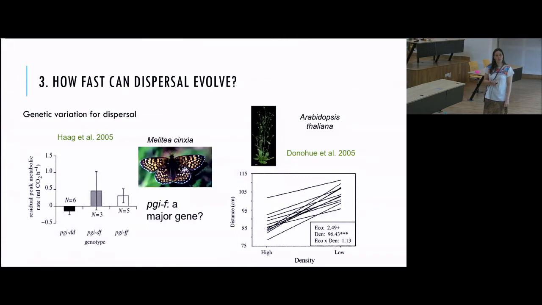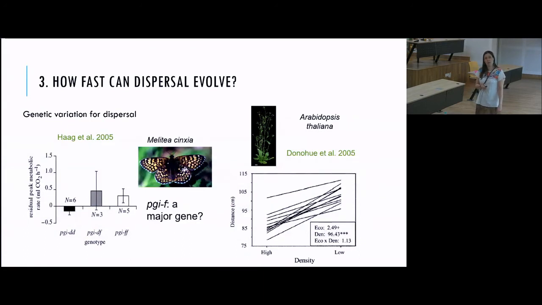where different genotypes are associated with lots of different traits associated with metabolism, but also behavior, movement, life history, and seems to be a major factor driving variation in dispersal distances and behavior in that species.